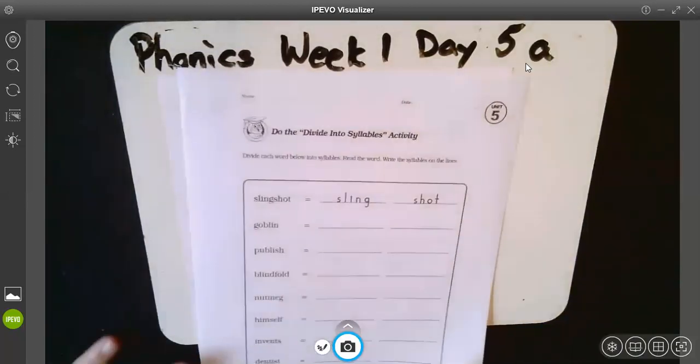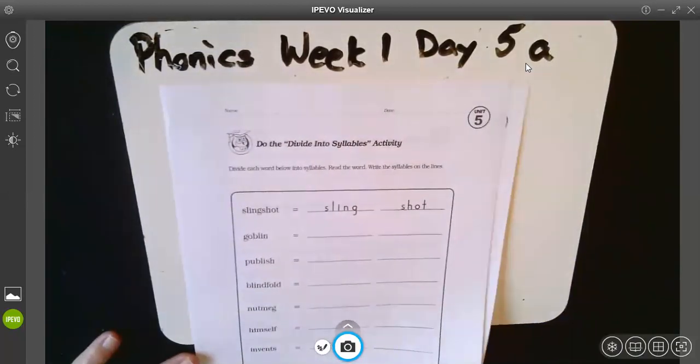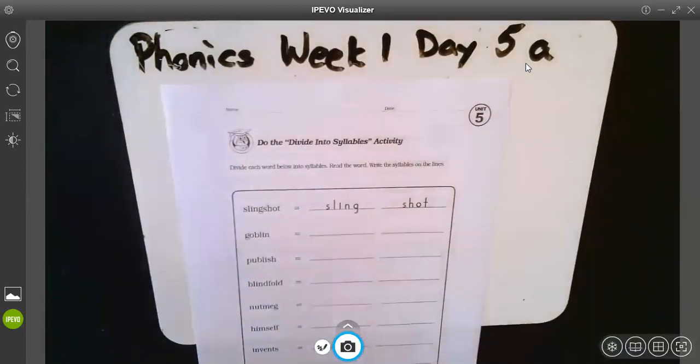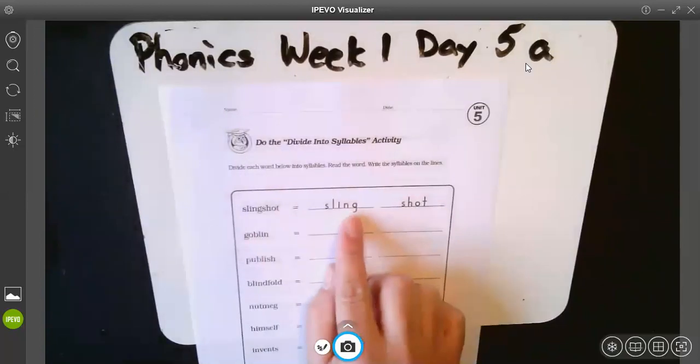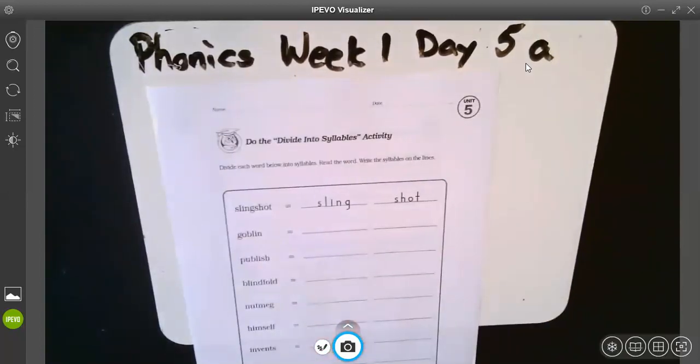Okay, our next activity is going to be dividing syllables, okay? And so you're again going to take a page, you're going to have some words to go through, you're going to do the same thing, hand under your chin, you're going to say the word, and then you're going to just divide it into its two parts. So sling, shot, you'll break it off to sling and shot into the syllables, okay?